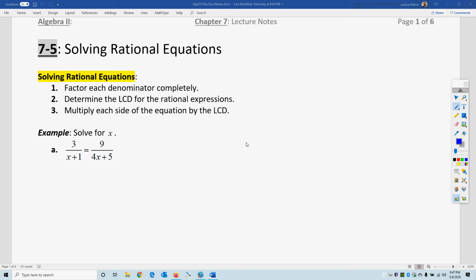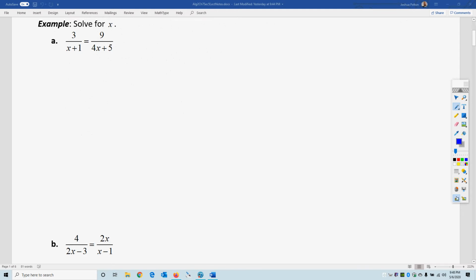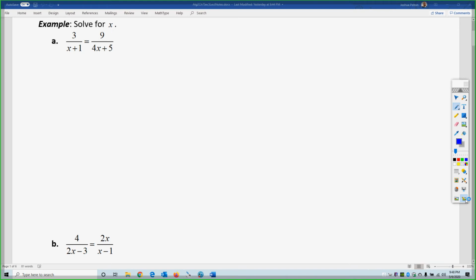So again, factor the denominators completely, determine the LCD, and multiply both sides by the LCD, regardless of how many terms are on both sides. It'll be easier if there's one term on each side because they'll cancel immediately. But if there are multiple terms on both sides, it will not.